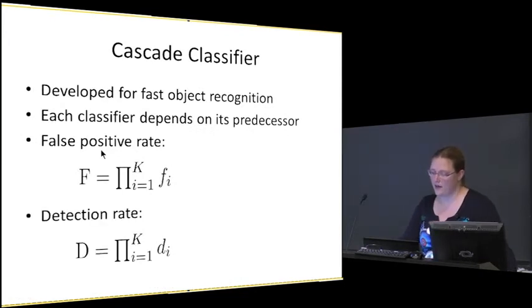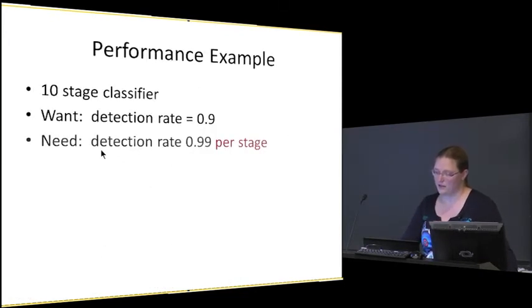And if you do the math, what comes out is, if you have a 10-stage classifier, and you want to look at the performance, then your detection rate, you want a detection rate of 0.9, then you need a detection rate of 0.99 per stage. So each of the classifiers is only allowed to miss 1% of the faces. That is a very high recall that you want here, right? You want to catch all the faces.